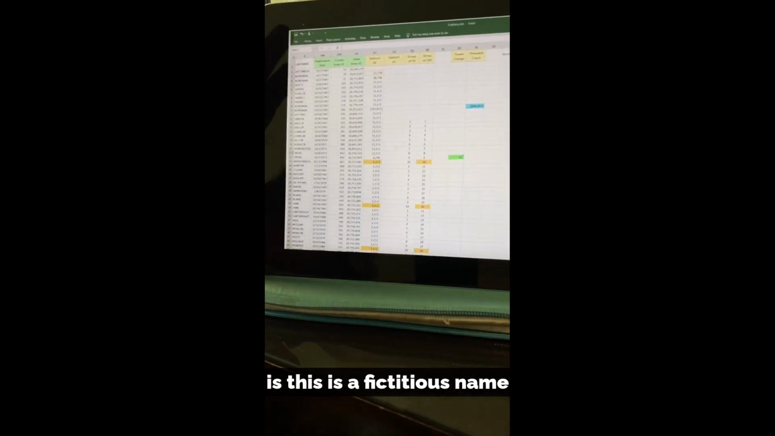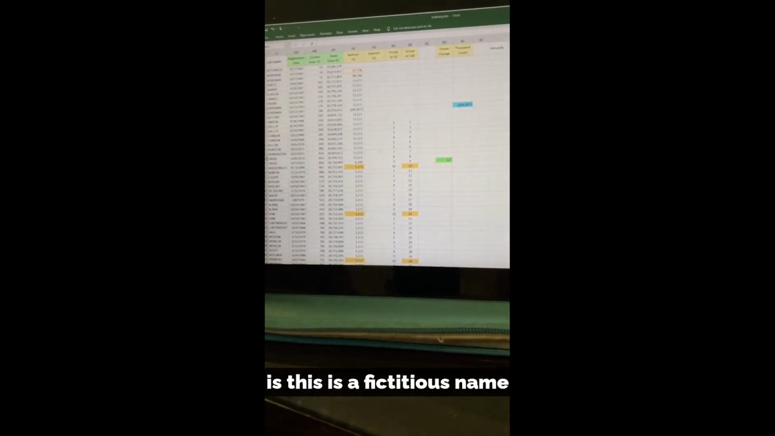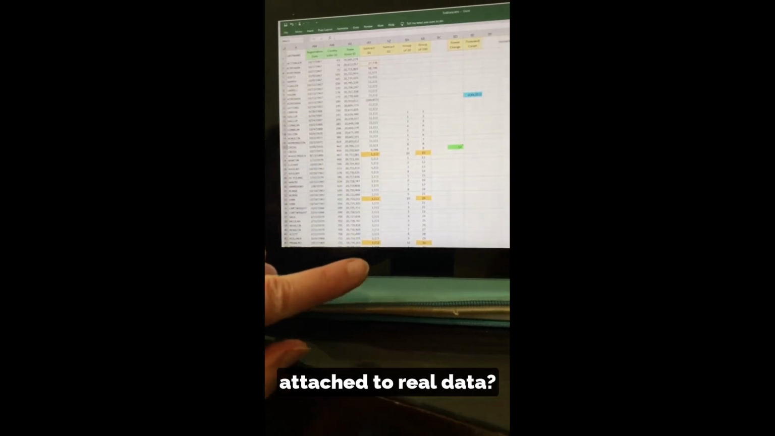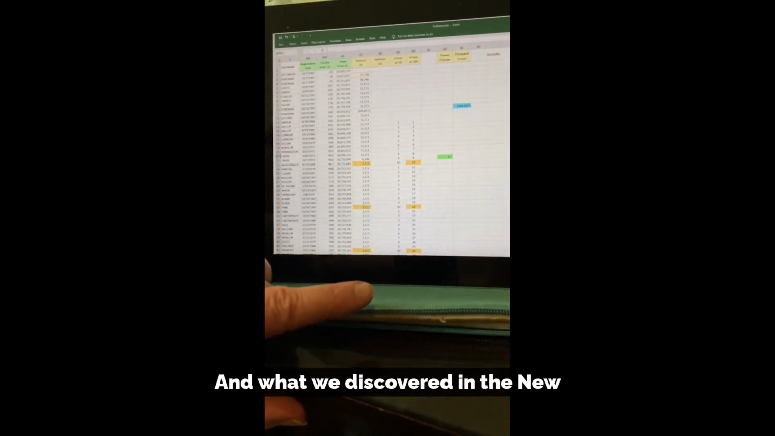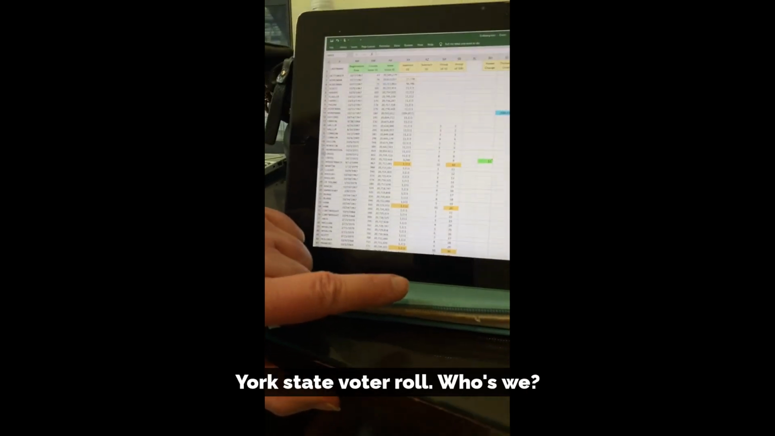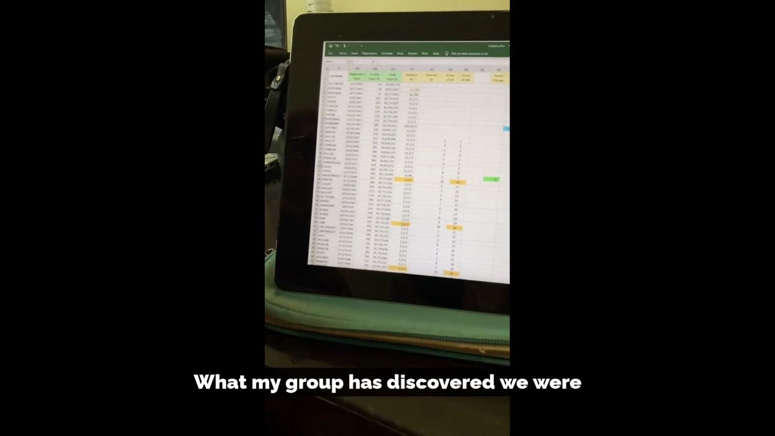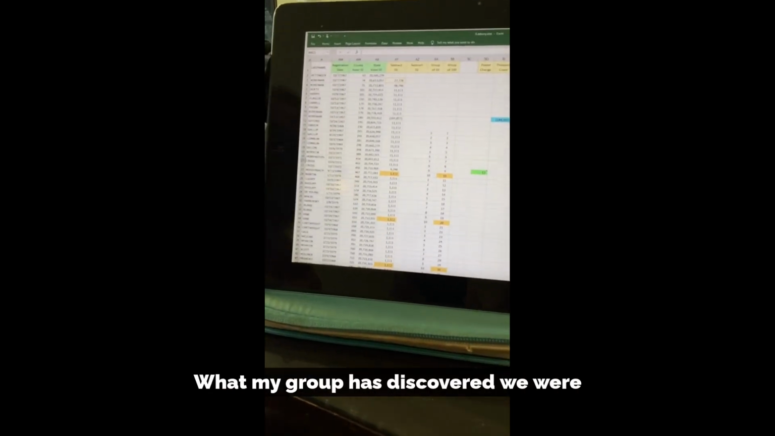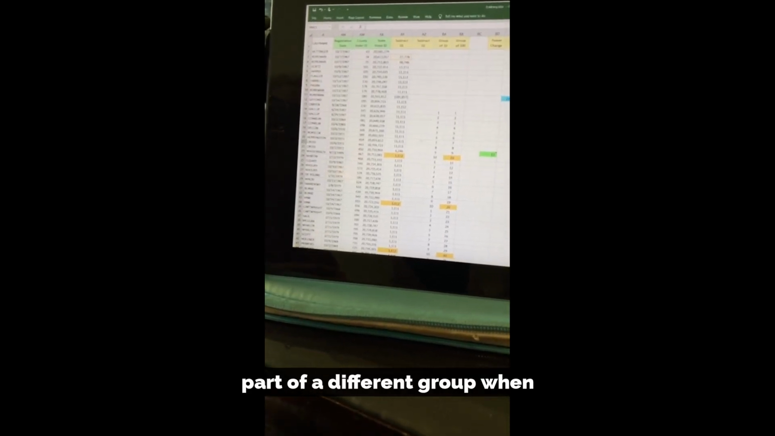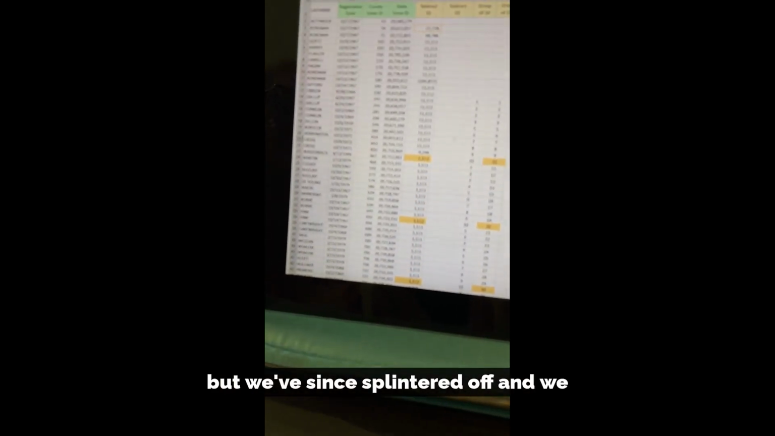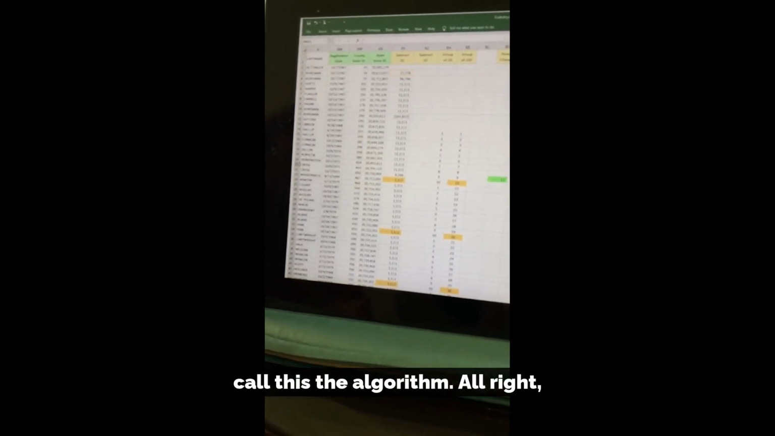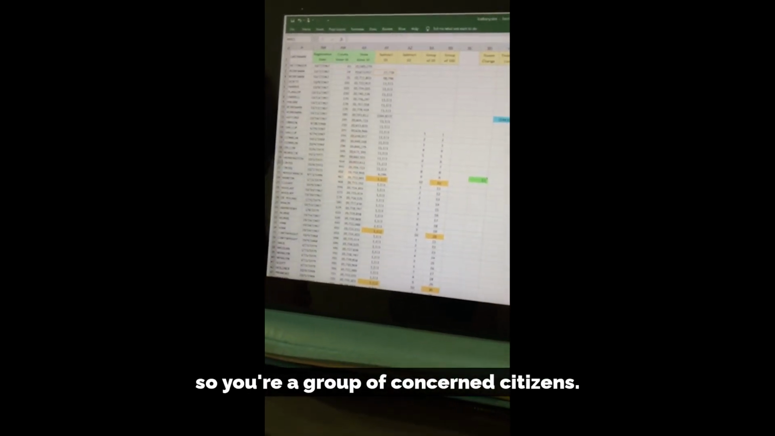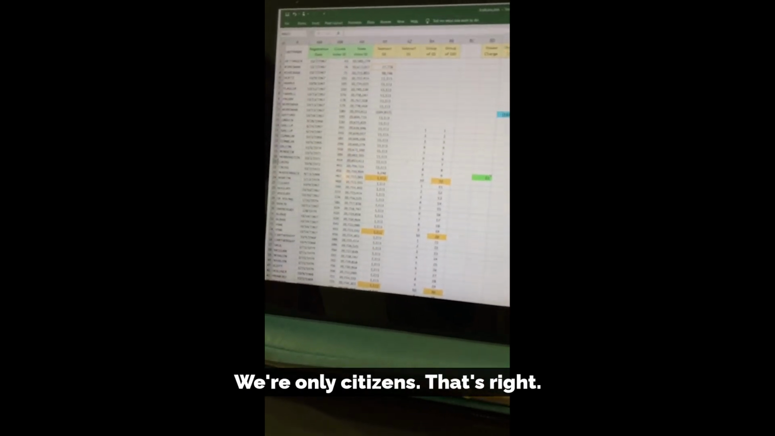Okay, these are fictitious names attached to real data. This is part of the New York State voter roll. And what we discovered in the New York State voter roll... What my group has discovered. We were part of a different group when the discovery was made, but we've since splintered off. And we call this the algorithm. All right, so you're a group of concerned citizens. We're only citizens, that's right.